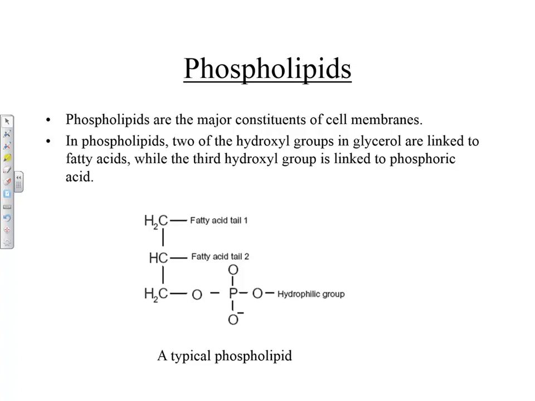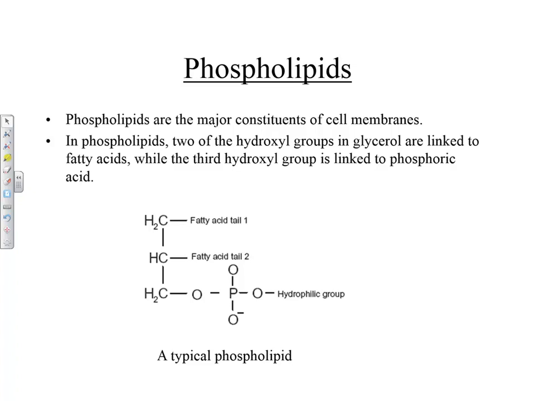I showed you that. That's basically this. I didn't come up with those numbers 2 and 1 just for the fun of it. This is how it occurs in nature. So if it's a phospholipid, this third one is going to be a phosphate attached to some hydrophilic group. If it is a glycolipid, then it's going to be some sugar, which really likes water, that gets attached here. So phospholipids are the major constituents of cell membranes. In phospholipids, two of the hydroxyl groups in glycerol are linked to fatty acids, while the third hydroxyl group is linked to phosphoric acid.